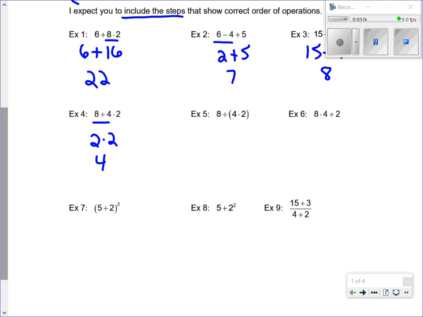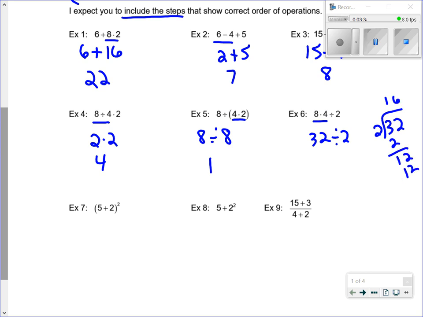In example 5, we have parentheses. Therefore, we do what's in the parentheses first. 4 times 2 is 8. And 8 divided by 8 is 1. In example 6, there are no parentheses, so we go left to right. And 8 times 4 is 32, and 32 divided by 2, I think most of y'all probably know that, but every once in a while you might have to go over to the side and do a little bit of division. If you don't need to show that, you can do it in your head, that's correct.